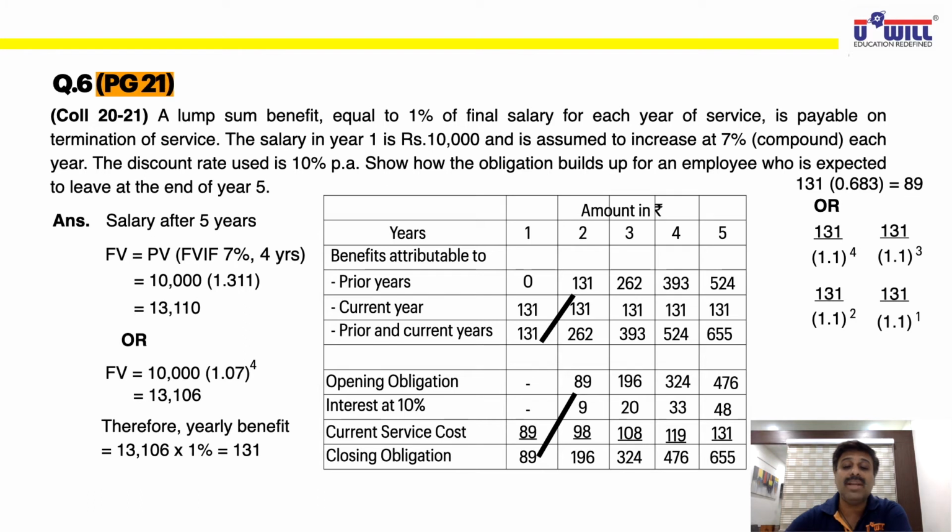So this is how the obligation of the company will build up every year. In the first year, company will keep aside 89 rupees. In the second year, you'll earn 10% interest on that, then keep aside 98 rupees. In the third year, you'll earn interest on 196, then keep aside 108 rupees. If you keep aside systematically in this manner, 655 rupees will be able to accumulate.